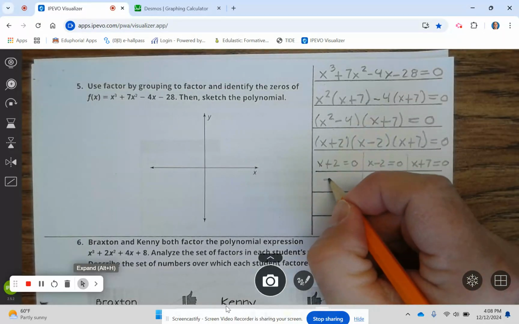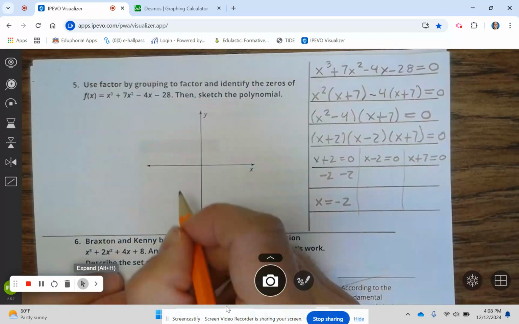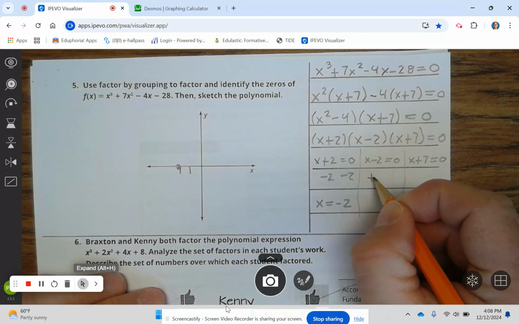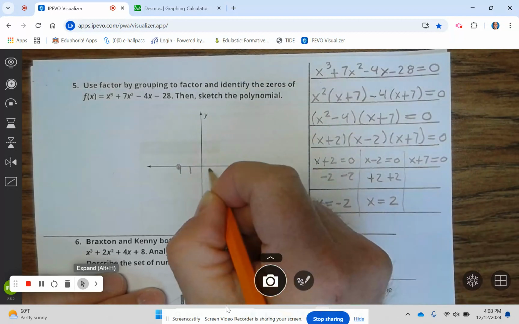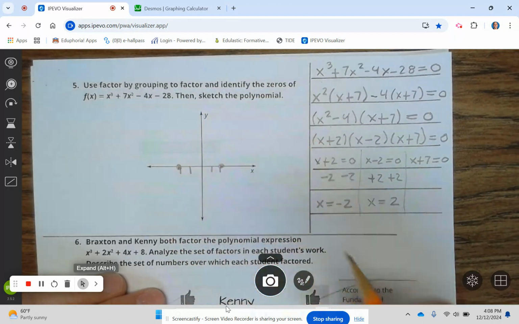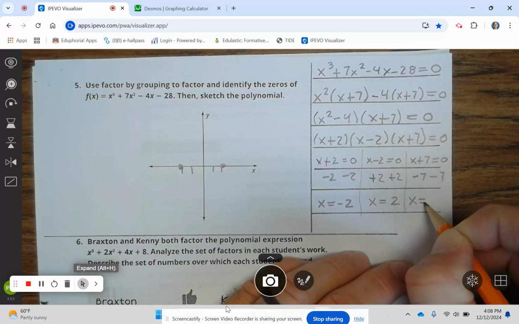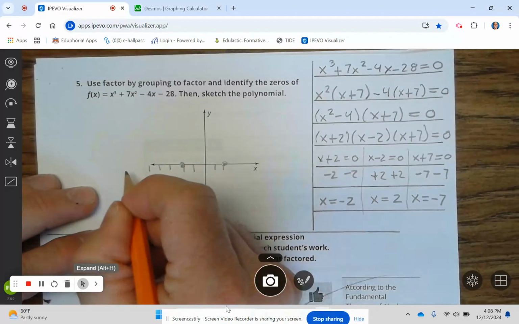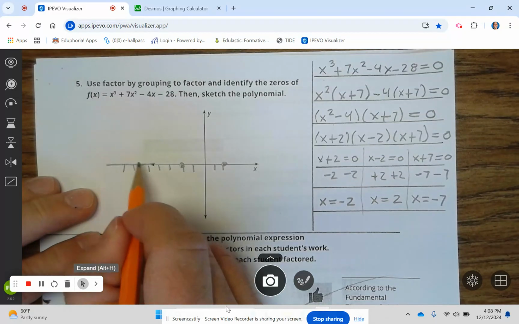Okay, so we subtract 2 from both sides, you get x equals negative 2. And then we add 2 to both sides, we get x equals 2. And then we subtract 7 from both sides, we get x equals negative 7. So negative 3, negative 4, negative 5, it's negative 7. So we need to extend our line out.